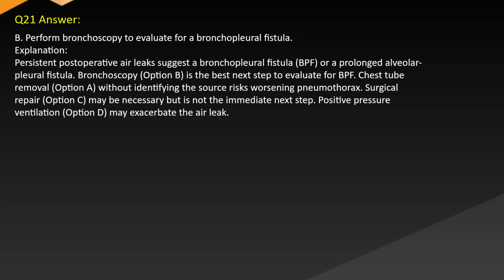Explanation: persistent postoperative air leak suggests a bronchopleural fistula (BPF) or a prolonged alveolar-pleural fistula. Bronchoscopy, option B, is the best next step to evaluate for BPF. Chest tube removal, option A, without identifying the source risks worsening pneumothorax. Surgical repair, option C, may be necessary but is not the immediate next step. Positive pressure ventilation, option D, may exacerbate the air leak.